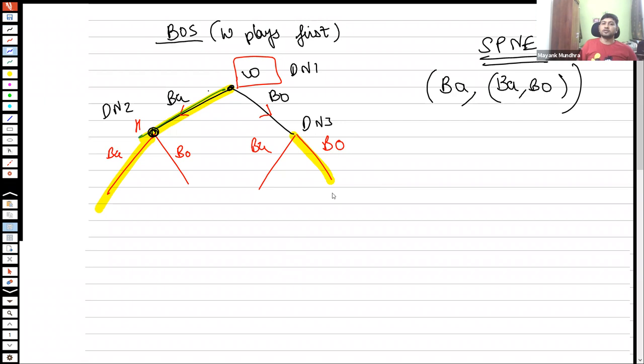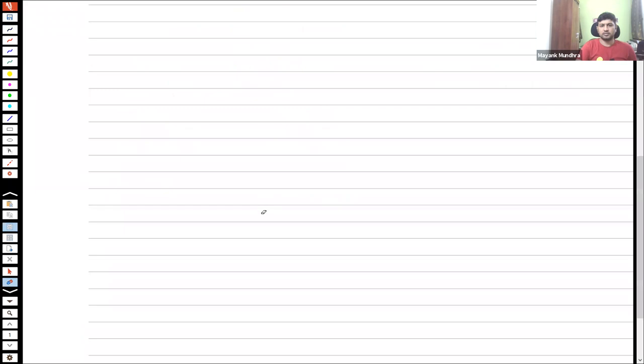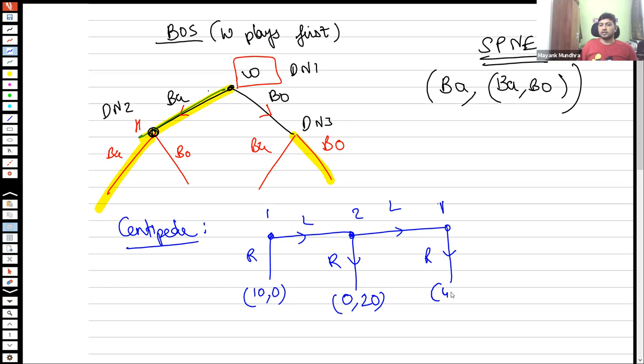So let's do another example, the centipede game that we did. In the centipede game, if player one plays right, he gets 10, player two gets 0. If he plays left, then player two chooses. If he picks right, he gets 20, player one gets 0. If he picks left, then player one again chooses. If he picks right, he gets 40, the other player gets 0. And if he picks L, then both players get 30, 30. Now the aim is to solve using backward induction.